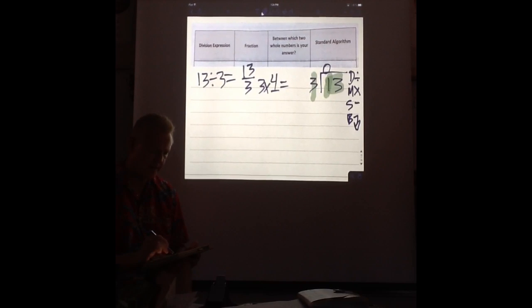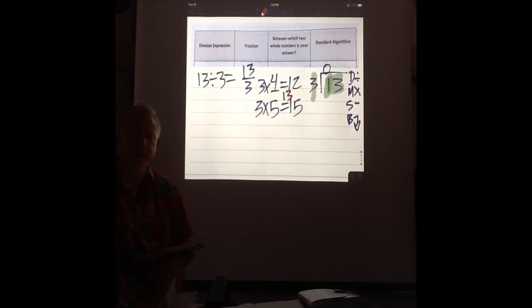3 times 4 is 12. And if I said 3 times 5, our next number up, what is that? 15. Where's 13 in that? 13 is in between, isn't it? It's in between 12 and 15. So we have to go with 4. And where it says between which two whole numbers is your answer, guess what? They're looking for these two things right here. It's in between 4 and 5.